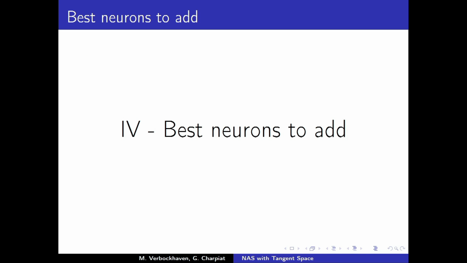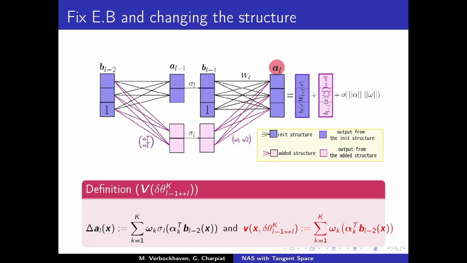So now I define the best neuron to add. The best neuron to add is doing kind of the same trick. I still want to decrease the expressivity bottleneck at layer L, and so I decide to add neurons at layer L minus 1 because it will imply a functional change at layer L. So if I add, for example, 2 neurons here, I have the input weight, which is equal to alpha, and output weight omega.